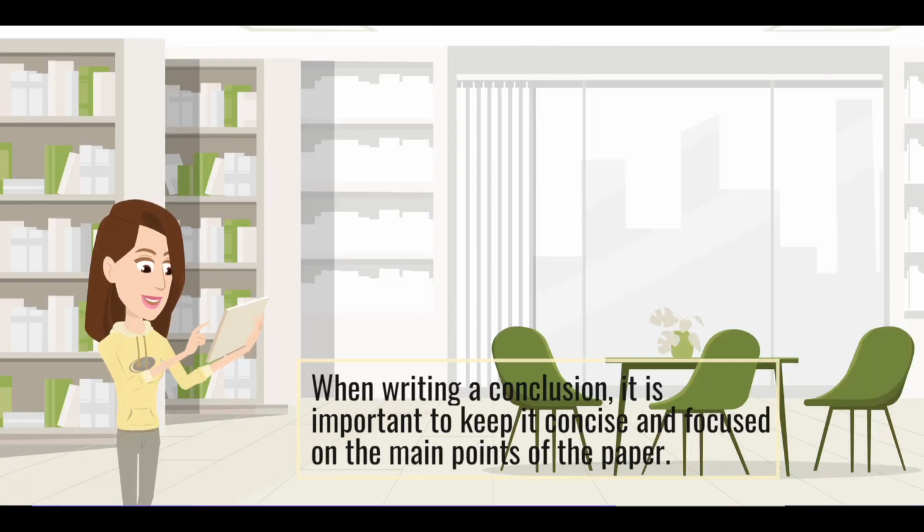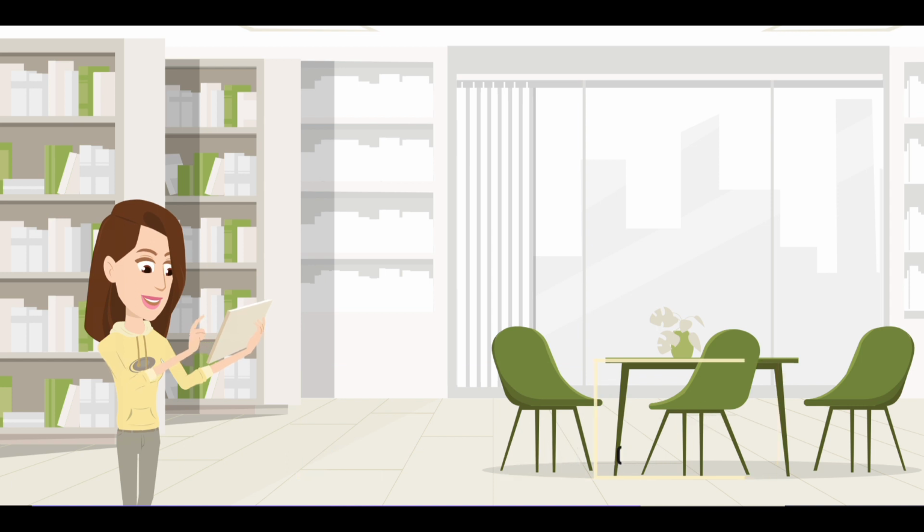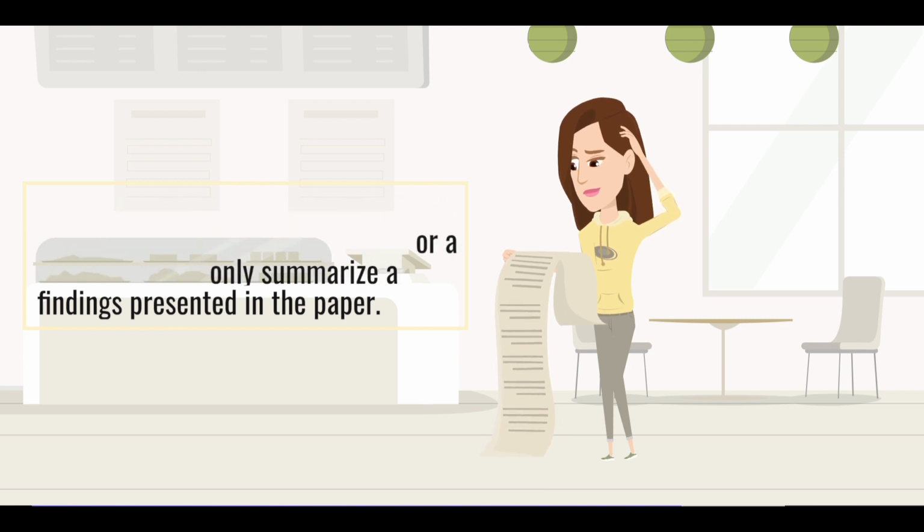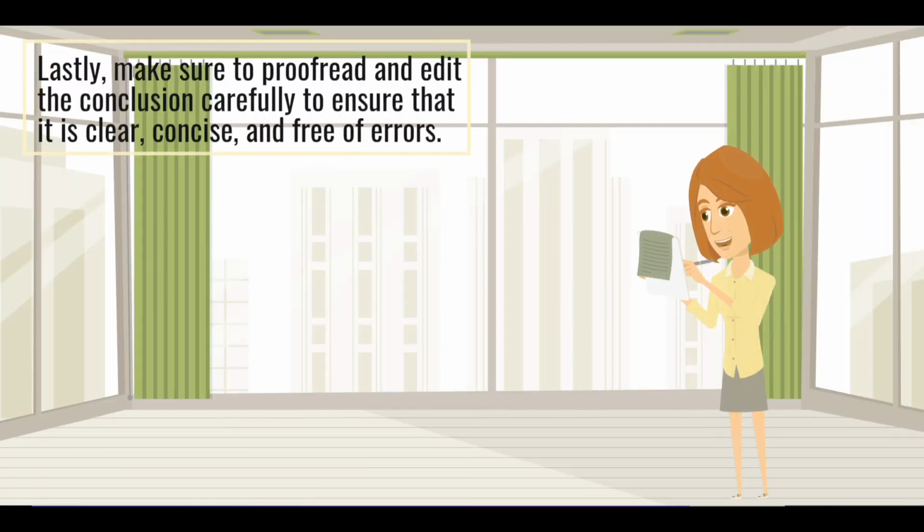When writing a conclusion, it is important to keep it concise and focused on the main points of the paper. Avoid introducing any new information or arguments, as the conclusion should only summarize and interpret the findings presented in the paper. Lastly, make sure to proofread and edit the conclusion carefully to ensure that it is clear, concise, and free of errors.